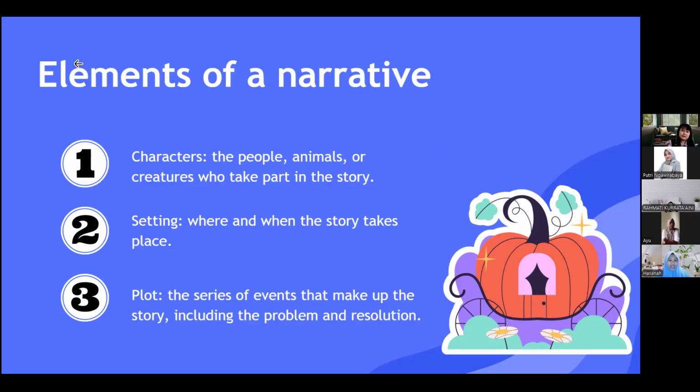Okay, Miss Ayu, what problem did the character face in the Cinderella story? The main problem is Cinderella's unfair and cruel treatment: she is treated like a servant by her stepmother and stepsisters. The second one is she is not allowed to go to the royal ball, even though she wants to. And she lives in sadness and has no freedom. Okay, thank you for the answer, Miss Ayu. I think you understand these elements of narrative text.